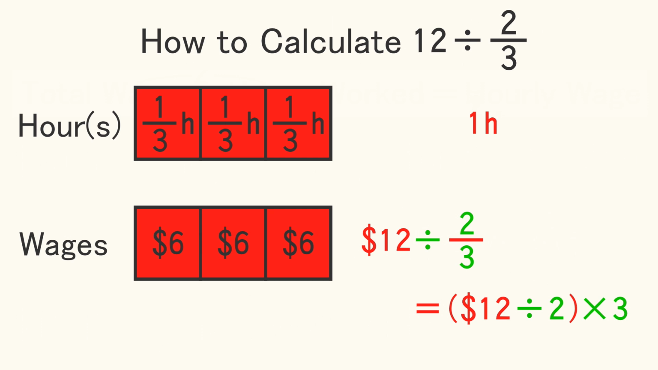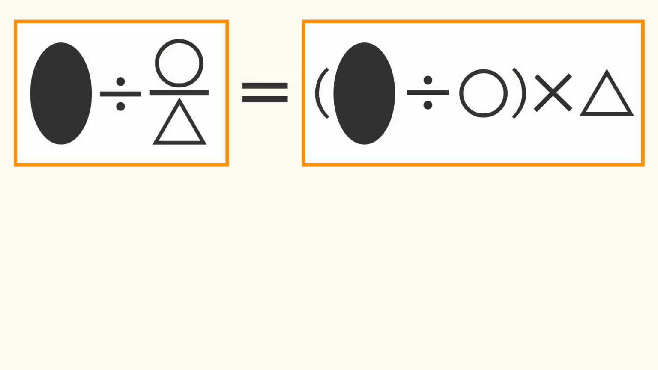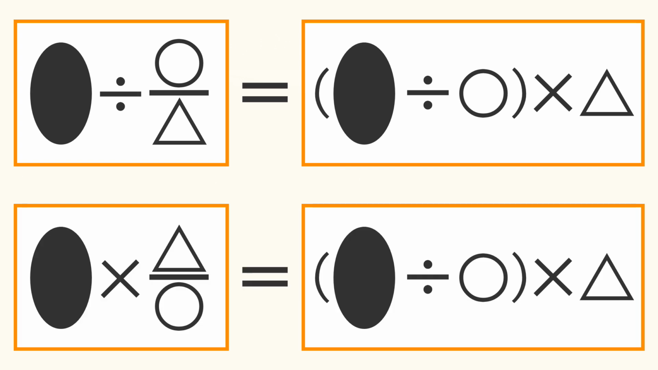In the expression 12 divided by 2 multiplied by 3, the divisor 2 and the multiplier 3 come from the numerator and denominator of the 2/3 in the expression 12 divided by 2/3, respectively. In other words, dividing by a fraction is equivalent to dividing by the numerator and then multiplying by the denominator. In the video titled Multiplication of Fractions on this channel, I explained that multiplying by a fraction is equivalent to dividing by the denominator and then multiplying by the numerator.